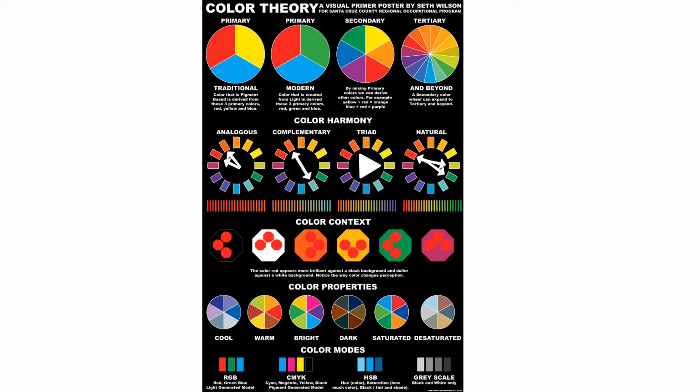Color properties. I liken color properties to Instagram. If you use Instagram and the filters that you can apply on photographs, cool, warm, bright, dark, saturated, desaturated. These are all things you could do with filters, but they're also modes of working in any graphic design program, using those colors to create an overall feel of your design. Color modes, so we've talked about RGB, CMYK, HSB, just being hue and its saturation, as well as black and the shades of that, and then of course grayscale.